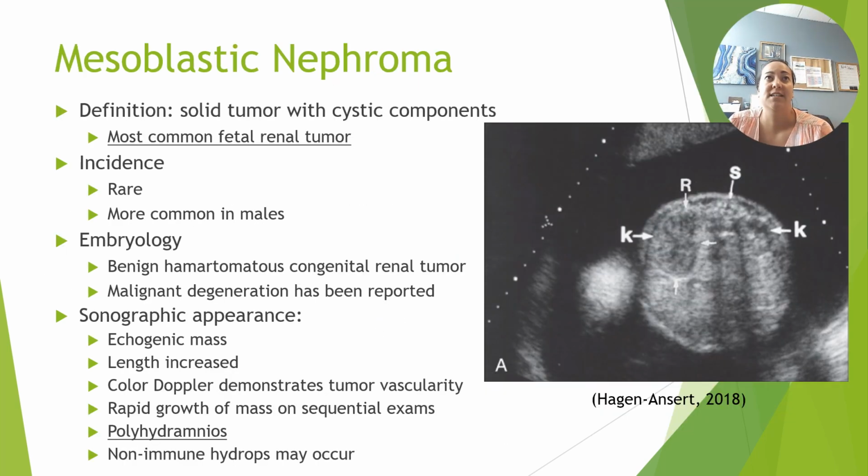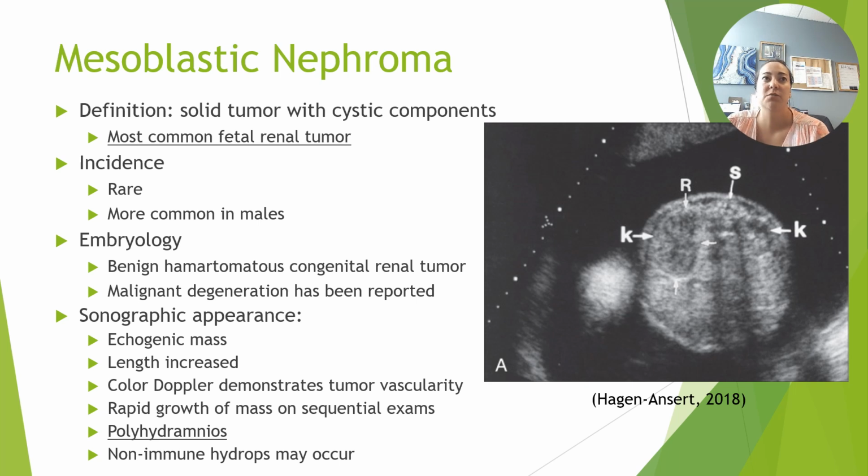All right, mesoblastic nephroma. This is a solid tumor of the renal tissue. It can have cystic components with it. So this is the most common fetal renal tumor that occurs, although it is rare. It is going to be more common in males. So what happens is we have benign hamartomatosis, a congenital renal tumor, and this can be malignant as well.